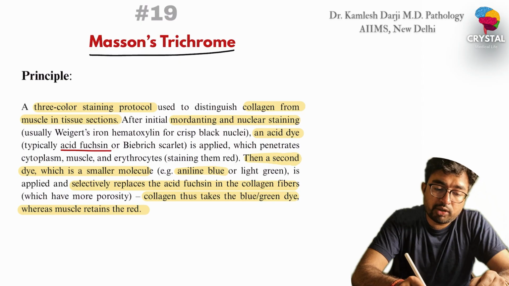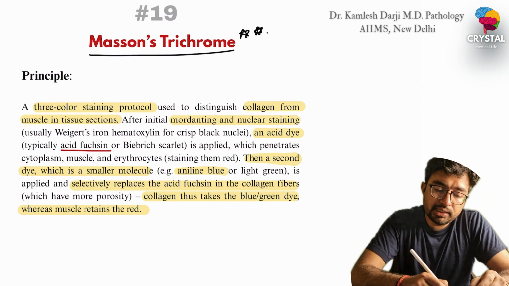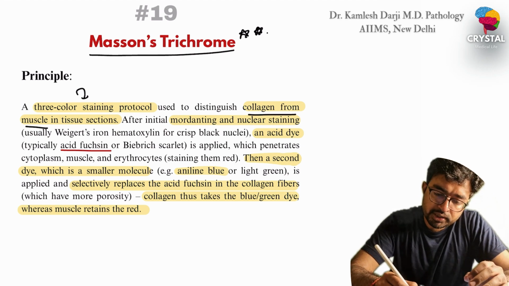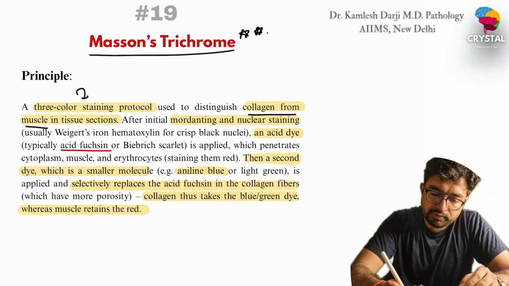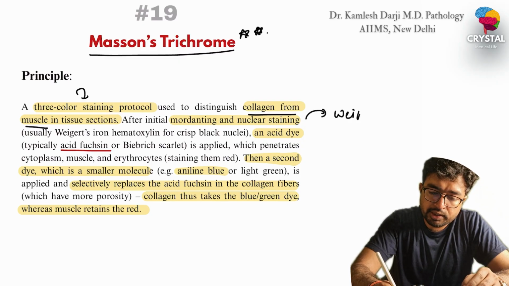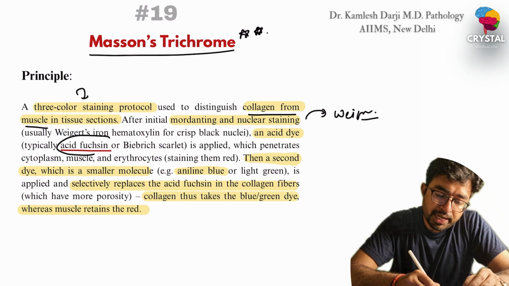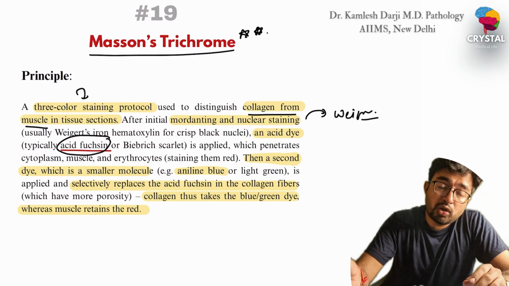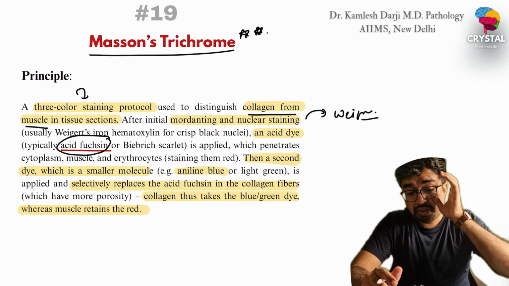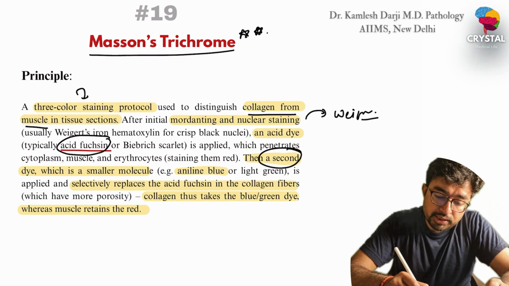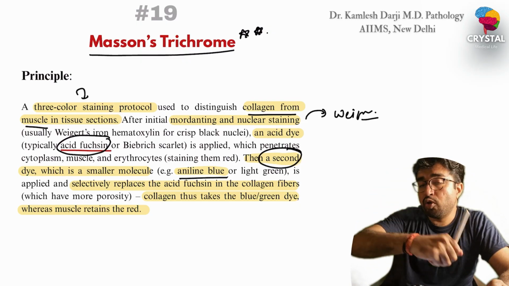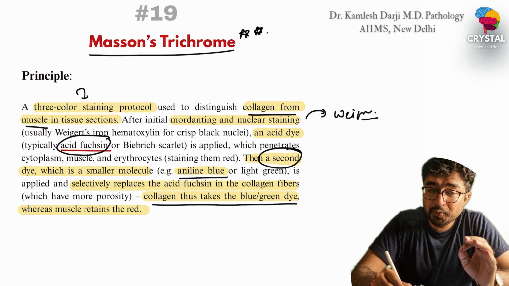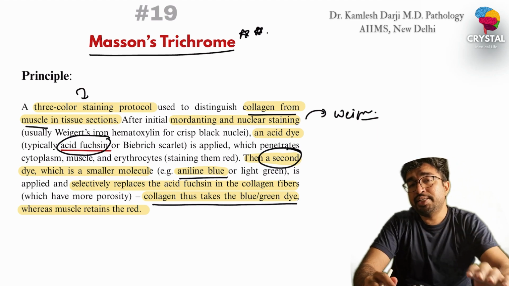Next one is the Masson trichrome stain. This is a very important stain. And here we use a 3-color staining protocol to distinguish collagen from the muscle. First, you have to do the nuclear staining, which is done by Weigert's hematoxylin. After that, you have to apply acid fuchsin, which is an acidic dye, which penetrates into the muscle and makes it red. Or also, it will penetrate into the collagen. But when you apply the second dye, which is the aniline blue, it will penetrate into the collagen because collagen has more porosity and it will make collagen blue or green and muscle will appear as red.